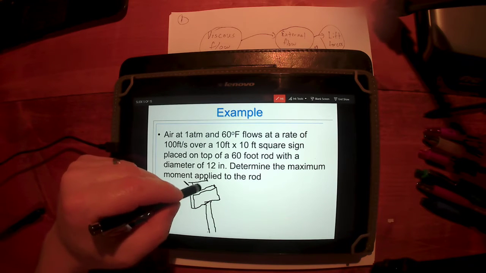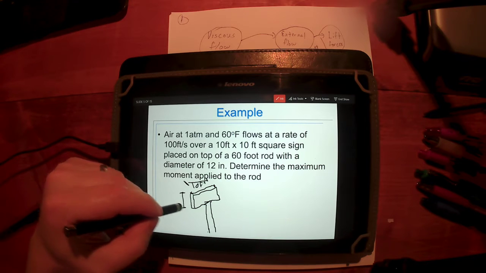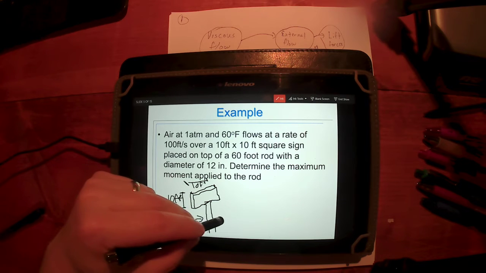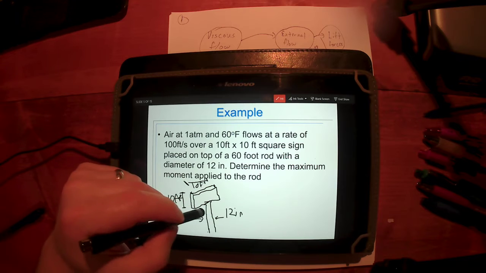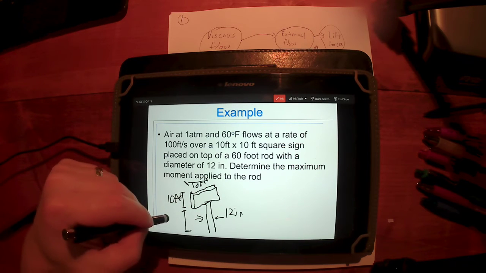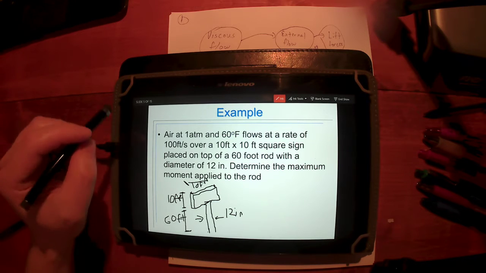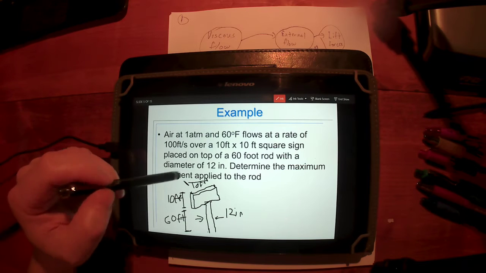So this is 10 feet by 10 feet. And this is a 12-inch rod, again, not drawn to scale, or a 1-foot rod, if you will. And this is, again, not to scale, 60 feet above the ground. They want to know the maximum moment.